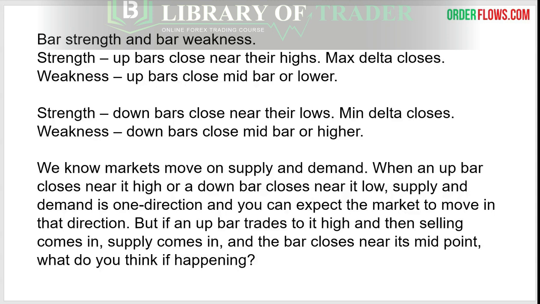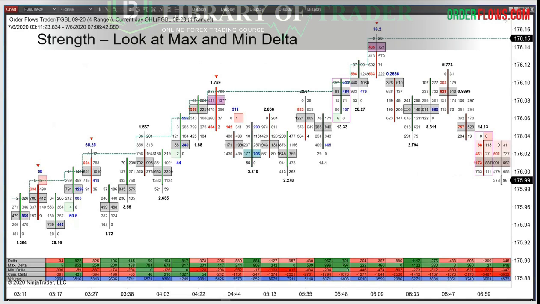Okay, so we know markets move on supply and demand, right? When an up bar closes near its high or a down bar closes near its low, supply and demand is one direction, and you expect the market to move in that direction. But if an up bar trades to its high, then selling comes in, supply comes in, and the bar closes near its midpoint, what do you think is happening? Think about that, right? You had an up bar, trades to its high, and then selling comes in. What is selling? It's supply. The bar closes near its midpoint. What is happening is supply is coming into the market. Sellers are coming into the market. So that's not necessarily a good sign of strength.